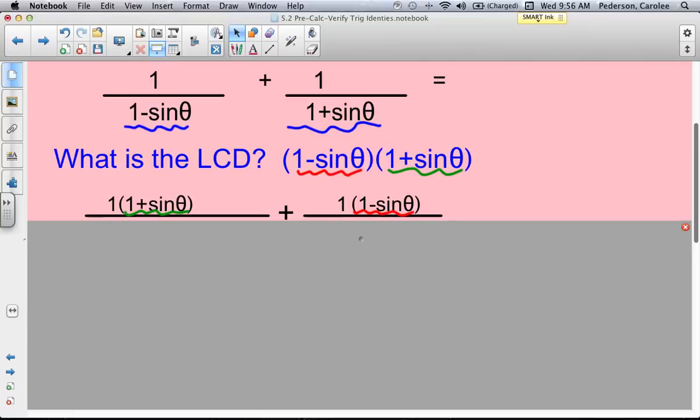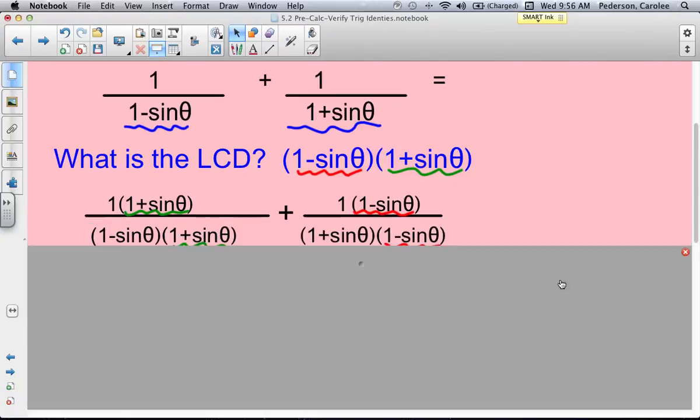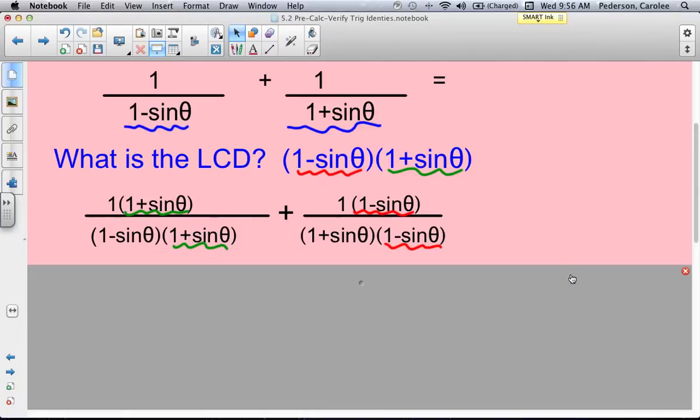So I just kind of highlighted it in the green. So in the first fraction, I'm missing the green piece of 1 plus the sine of theta. And then in the second fraction, the one on the right, I'm missing the red piece of 1 minus the sine of theta. Now, are my two denominators alike? Yes. So now I can combine them into one fraction.